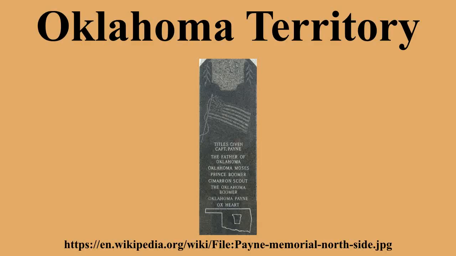Once the people of Oklahoma adopted the United States Constitution on November 16, 1907, Oklahoma and Indian Territories officially dissolved and the state of Oklahoma was admitted to the Union as the 46th state government.